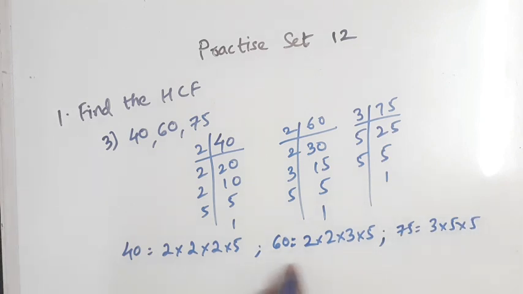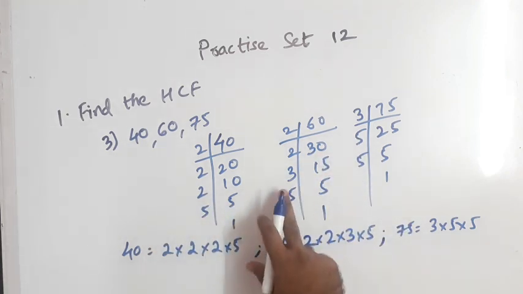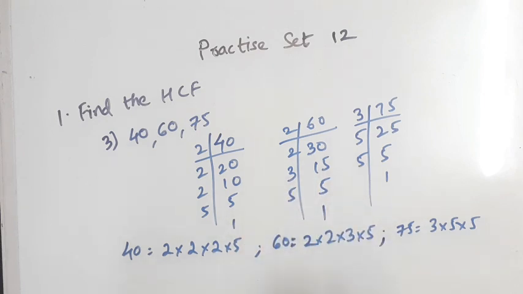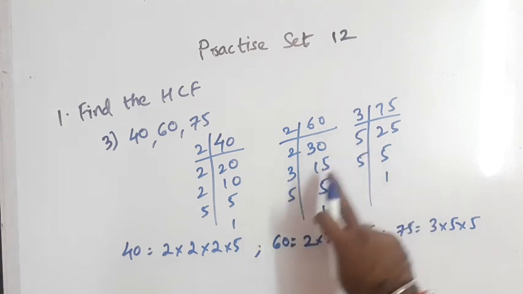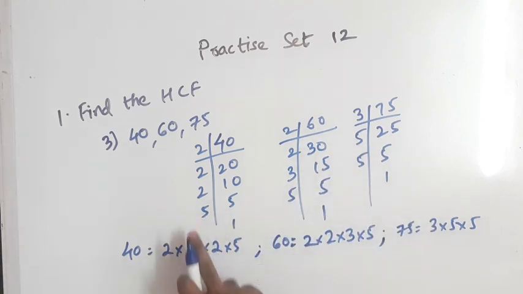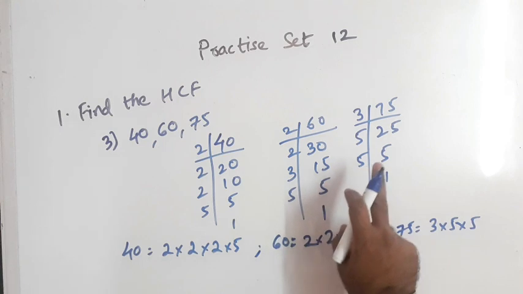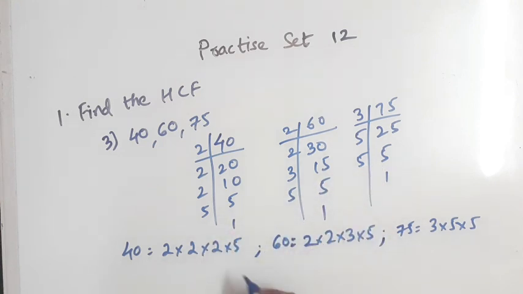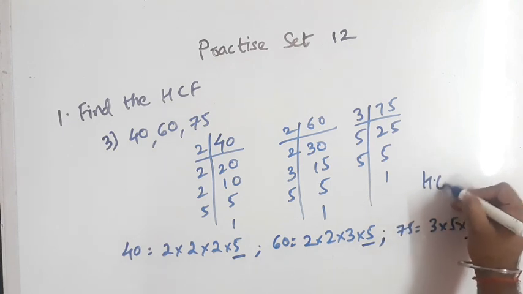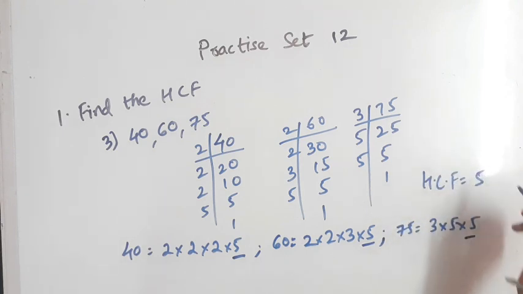Now look here, what common can you see, or even you can look here vertically. I can see 2 is common in these two, but 2 is not present here, so leave out 2. Then we have 3. 3 is common in these two, but 3 is not here, so the only thing common is 5. 1 5 is there in all of them, so your HCF is 5.